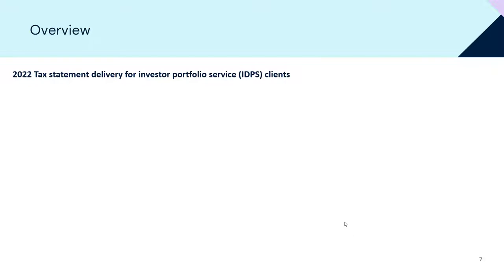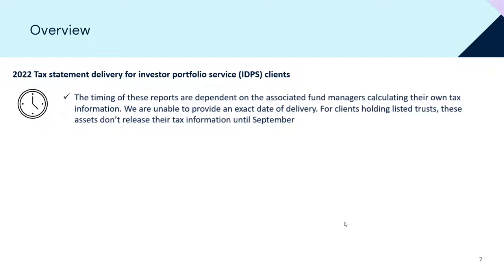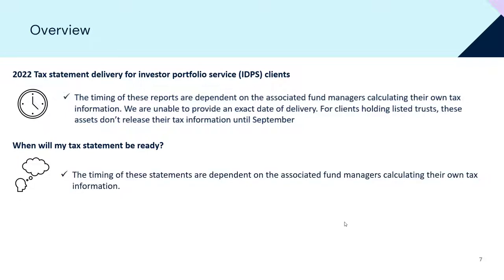Let's talk a little bit about the timing of the tax statements, because the timing of these reports are dependent on the associated fund managers calculating their own tax information. We're unable to provide an exact date of delivery. For clients holding listed trusts, these assets don't release their tax information typically until September. So the question on everyone's lips is, when will my tax statement be ready? Well, the timing of those statements is dependent on the associated fund managers calculating their own tax information. So it is out of our hands.